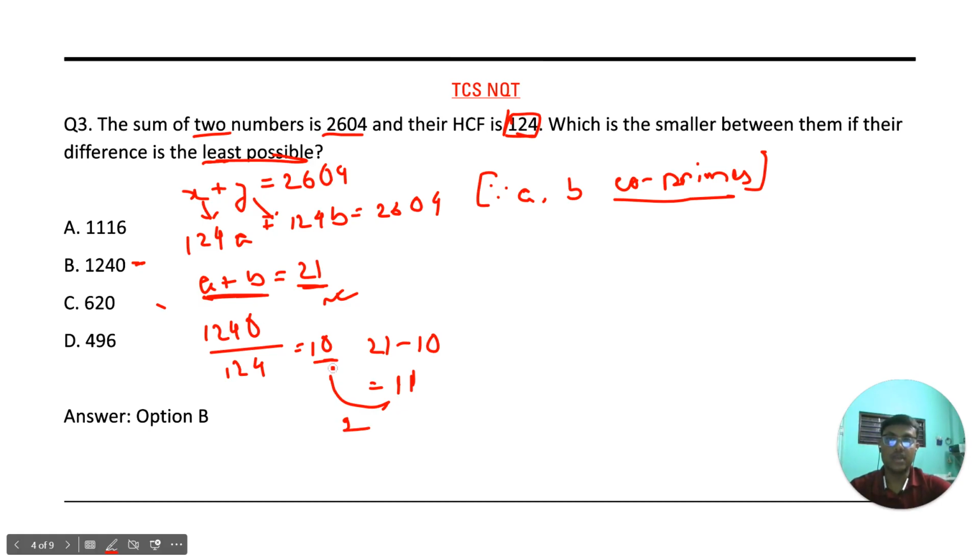Thus, we can assess from here that one of the co-primes is 10 and the other is 11. Thus, the least number between the two is 1240. Hence, our answer is option B. Hope you all got the answer.